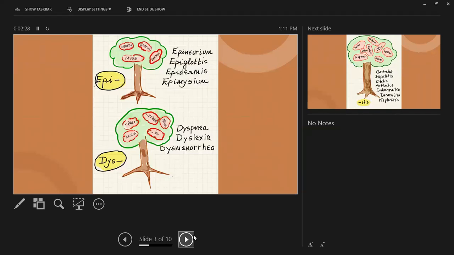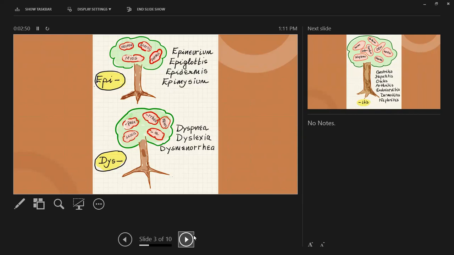Dys means painful or difficult. Inside the tree, we have nia. Nia means to breathe. Lexis is the word. Ria is flow. Ia is condition. And menos means monthly.